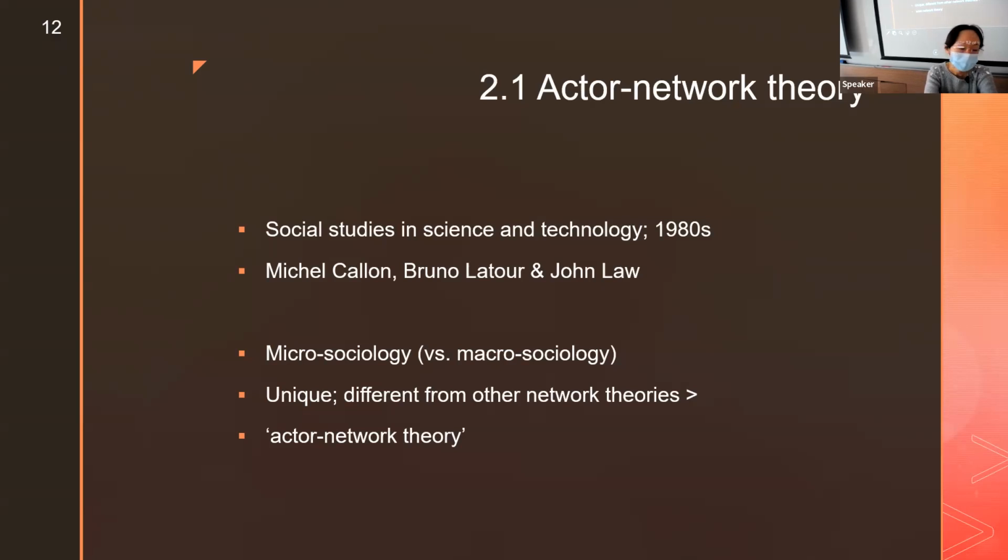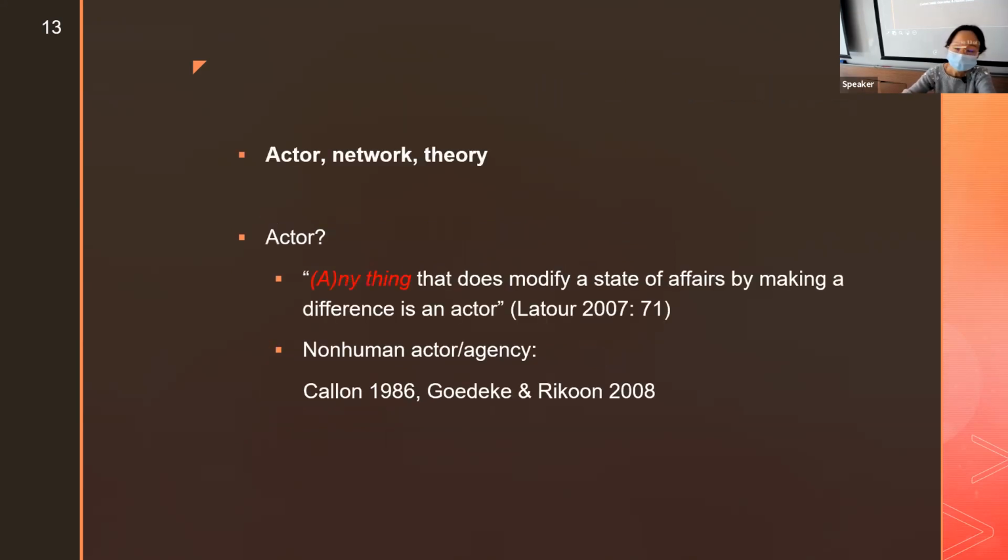Actor network theory is unique and different from other microsociological approaches, from other sociological approaches, and even from other network theories. And so I think it's necessary to introduce to you how it is unique and how it is different. We can get a better idea of ANT and its uniqueness by looking at the very name of the theory, actor network theory.